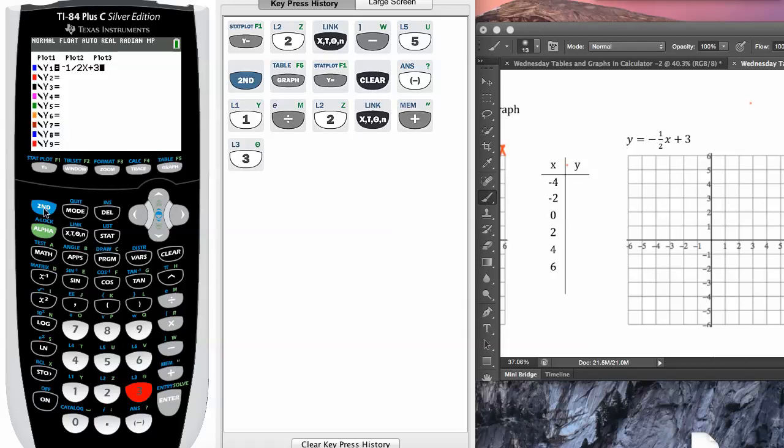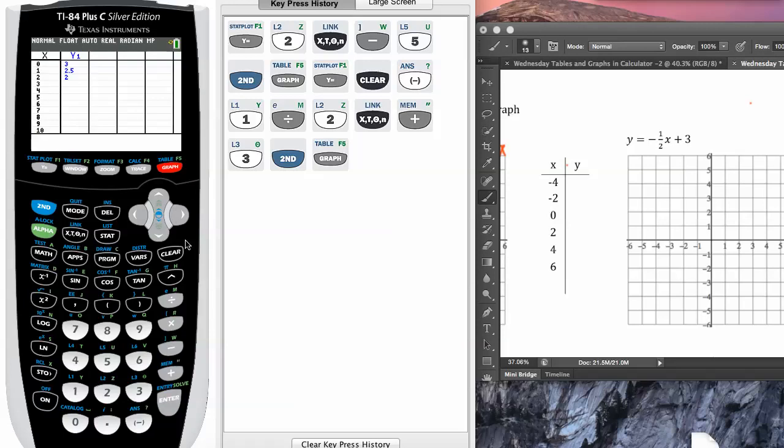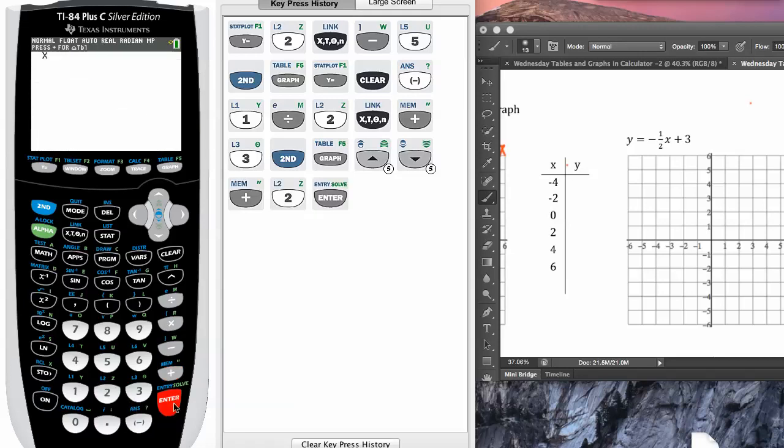The only other thing I want to show you in the second table is that in this table, the x values are going up by 1. But here, starting at negative 4, they're going up by 2. So first thing you can do is you can use these arrows to scroll around. So I could scroll up to where I can see negative 4. The other thing that you can do is when you're in the table, if you hit plus, make sure you're on 0 first, but if you hit plus, you can make it go up by whatever you want. So I can put 2, and then hit enter. And now my table goes up by 2's.